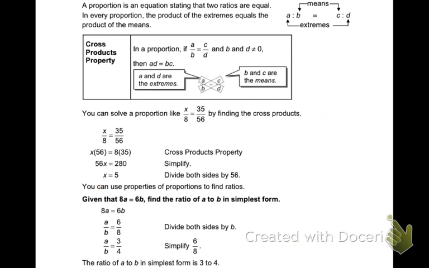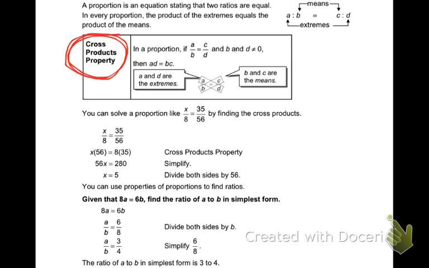All right, next part here. We're going to talk about proportions. A proportion is an equation stating that two ratios are equal. In every proportion, the product of the extremes equals the product of the means. Now, we all do a pretty good job of proportions because we use cross products to solve. If you don't want to use cross products, you could use fractions, as Mr. Weiss said.